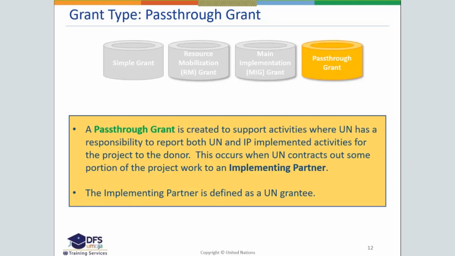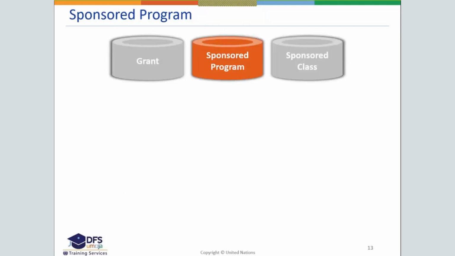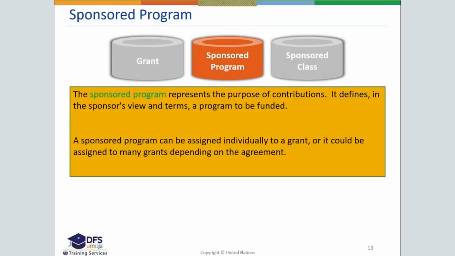So let's move on and let's see what a sponsor program is now. What's a sponsor program? It's another master data element involved in this grant management process, and represents the purpose of the contribution. So it's a program that needs to be funded, and it's linked to a cost object through a funded program.